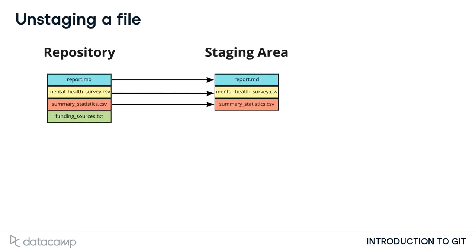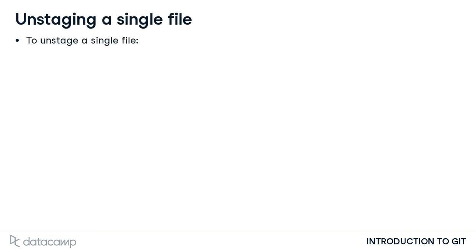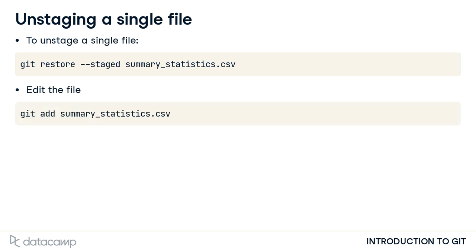We now know how to restore files to versions from previous commits. But what if we need to restore a file in the staging area before the update has been committed? We need to remove this file from the staging area, or, to put it another way, unstage it so it is back in the repo. To unstage a single file, we can use the git restore command with the --staged flag, followed by the file name. This will move the file back to the working directory, allowing us to edit it before restaging and committing.